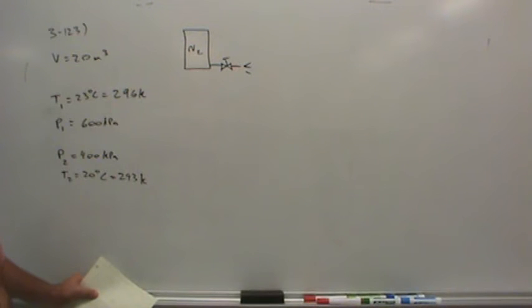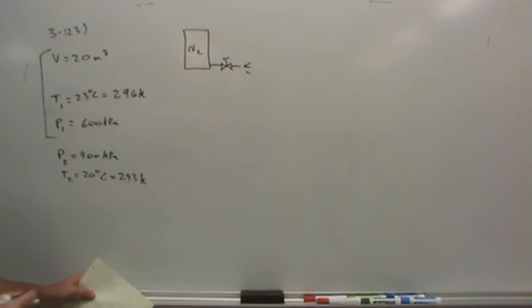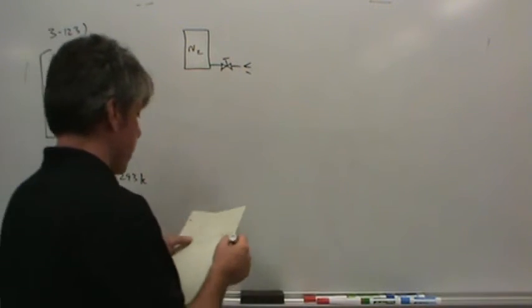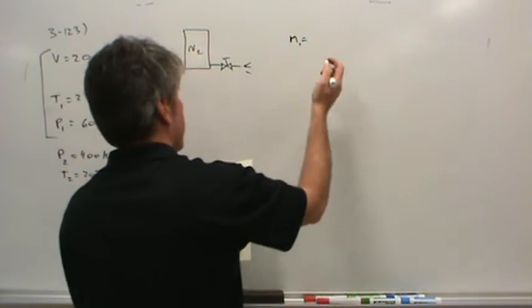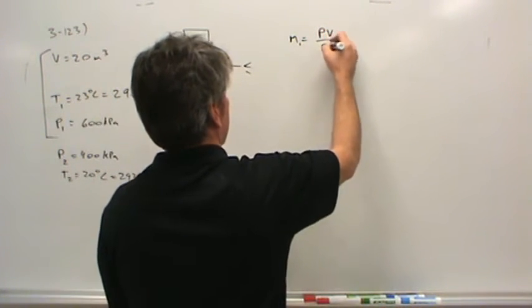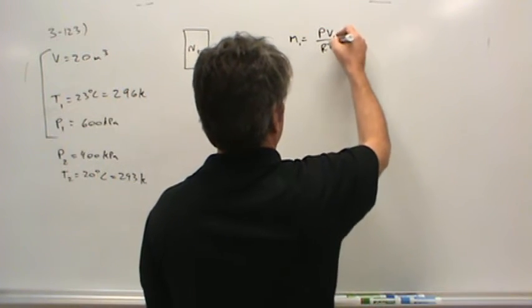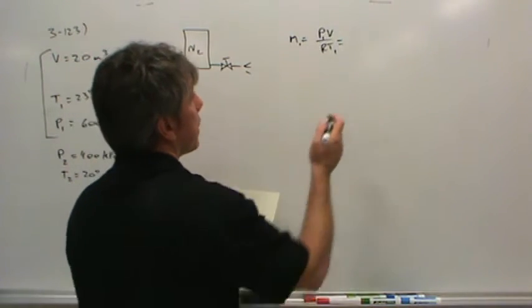Now, we could find the mass in the system initially because we know the volume. We know the temperature, we know the pressure. So the mass in the tank initially is PV over RT. So just rearranging the ideal gas law. I don't need a 1 for the volume because the volume remains constant.